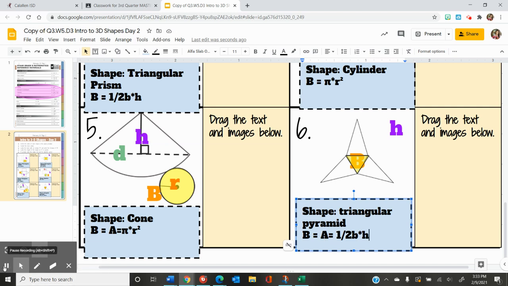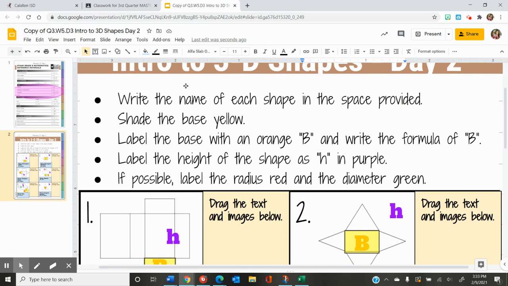Okay, and that was day 2 of going over 3D shapes. This time we were going over nets. Go ahead and complete your assignment.